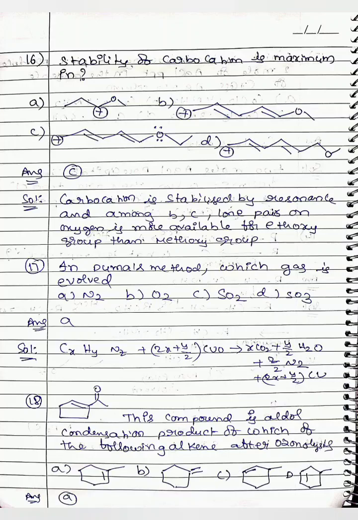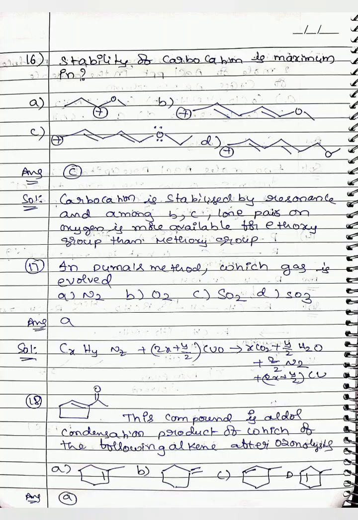Next one. The stability of carbocation is maximum in which? If you look at the options, in both B and C the carbocation is stabilized by resonance. But if we compare the methoxy group and the ethoxy group, the oxygen readily donates the lone pair of electrons, or you can say it readily participates in resonance. So option C is the correct one, which is the most stable carbocation due to resonance.